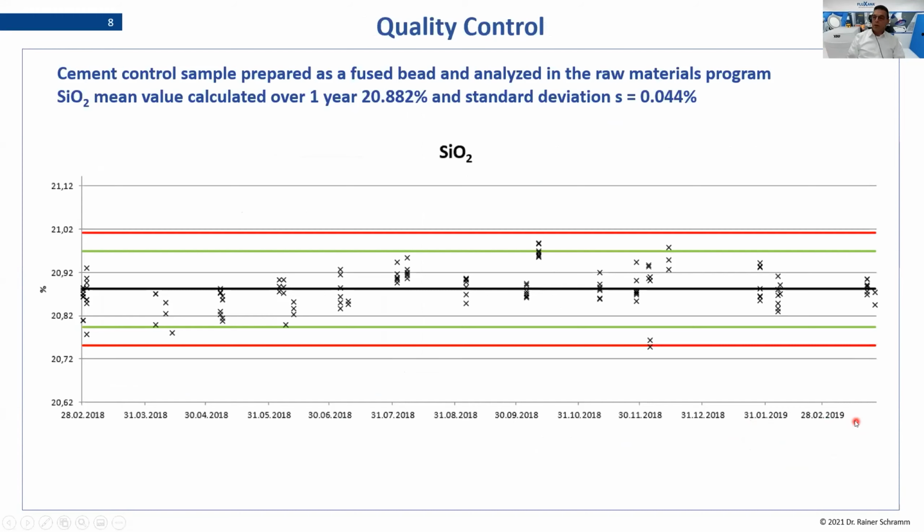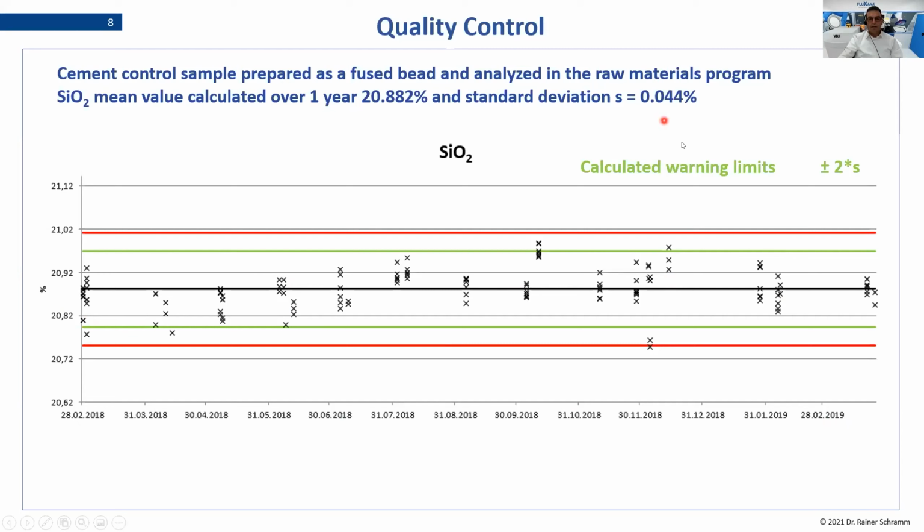So now let's go into the laboratory, and I give you here a practical example. We measured the cement control sample, which is measured by our raw material program. And in this sample, we measured silicon oxide. And we measured it from February 2018 until February 2019. This was measured several times. And then we calculate the mean value, which is represented by the black line, and we calculate the standard deviation.